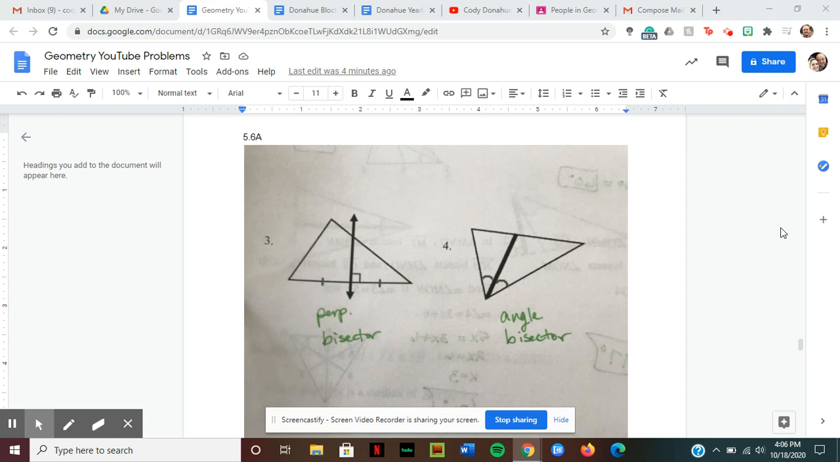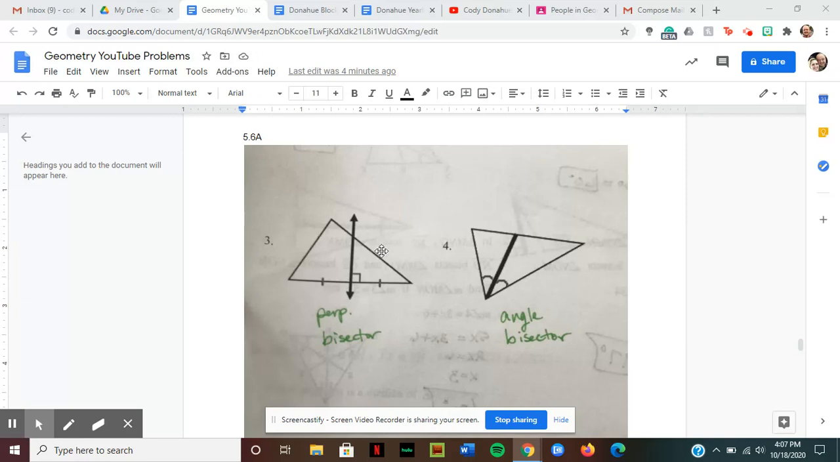So in section 5.6, we began talking about special segments that can occur in our triangles. The few that we talked about were an altitude, an angle bisector, and a perpendicular bisector. This was some of the few that we talked about so far. So we need to determine which of the following terms apply to each of these figures.